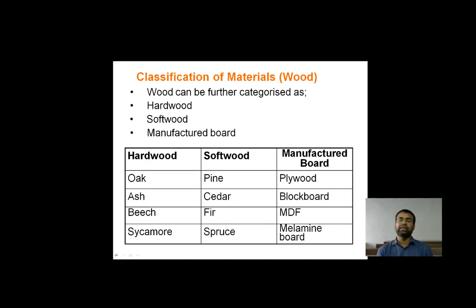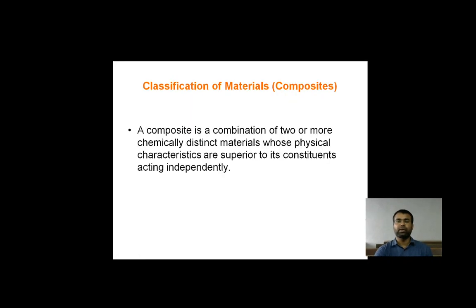And after choosing that, we are going to make a product. So now we are moving toward the classification of the material, the composite material. As we discussed, the composite is a combination of two or more chemically distinct materials whose physical characteristics are superior to its constituents acting independently.